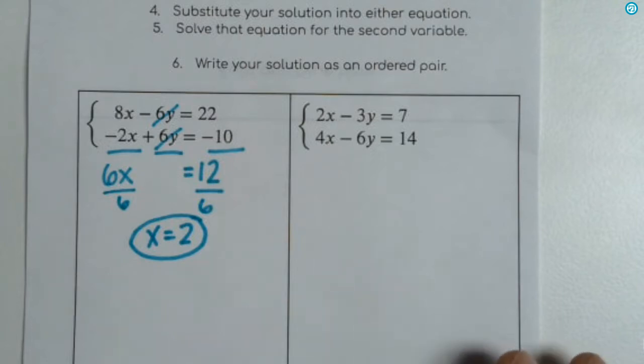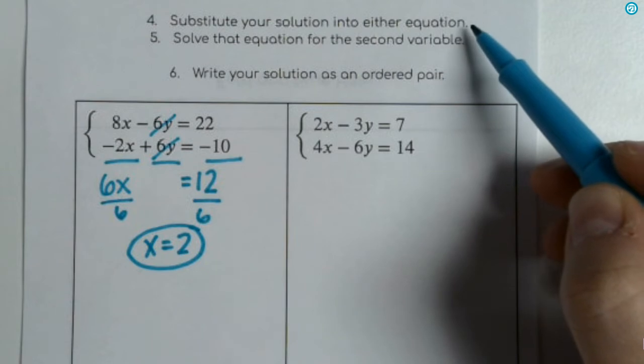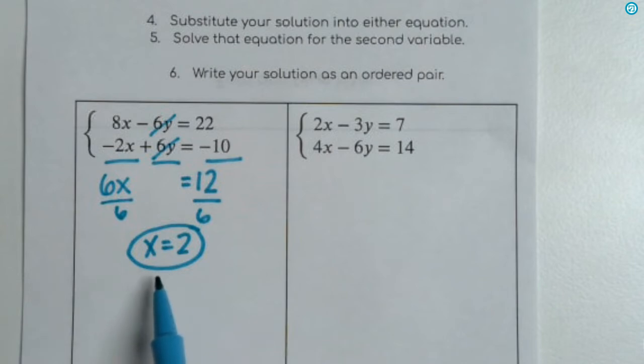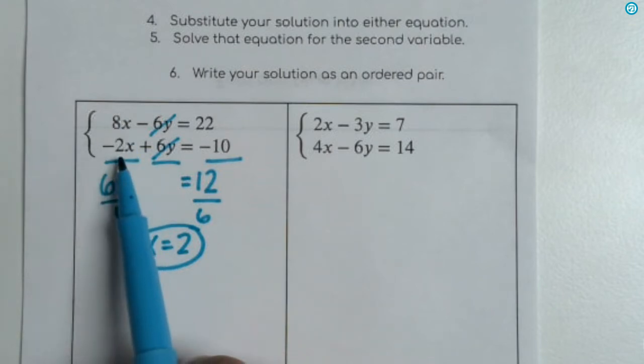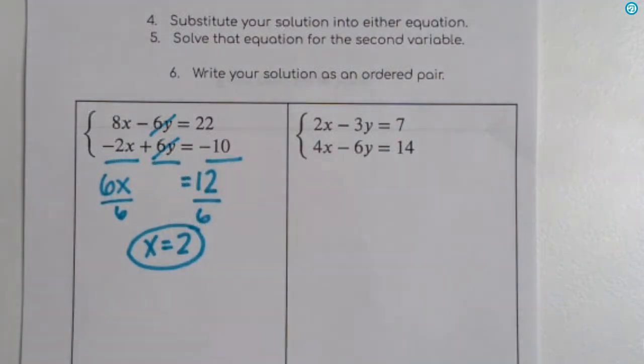Okay. Then we are going to do steps 4, 5, 6. Step 4 is to substitute your solution into either original equation. So once you solve for that first variable, you can plug that in for the x in the top equation or the x in the bottom equation and solve.